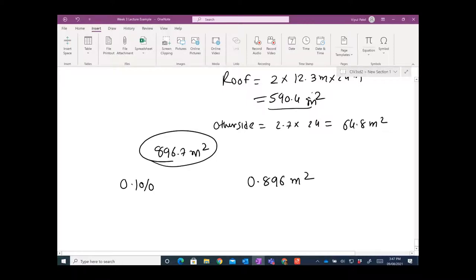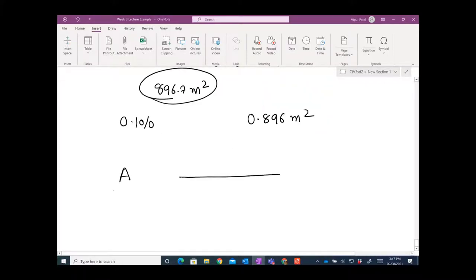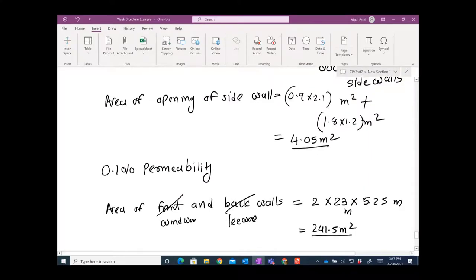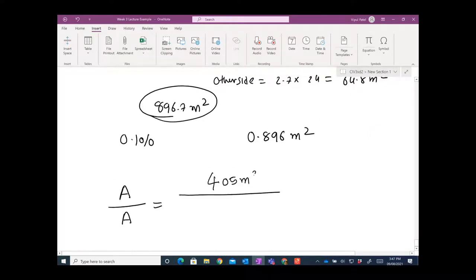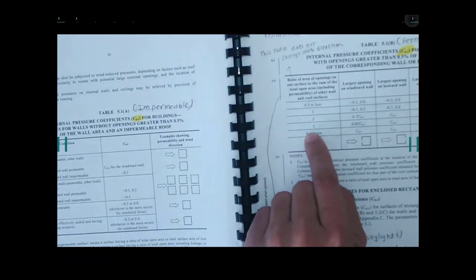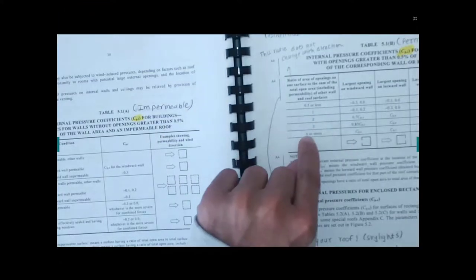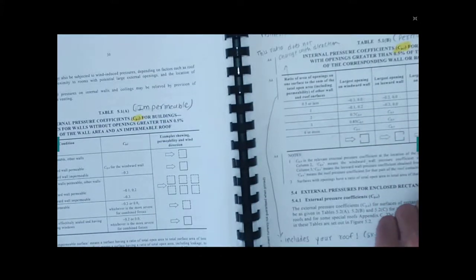That if I take the area ratio, which is the opening, was 4.05 on the one wall, over this 0.896 meter square. So 4.05 divided by 0.896, you get 5.52. Now, if I take the 5.52 from the tables, come back here, this ratio, you get 4.52. So if you have a ratio of 4.52 between 3 and 6, CPI equal to CPE of solid wall.